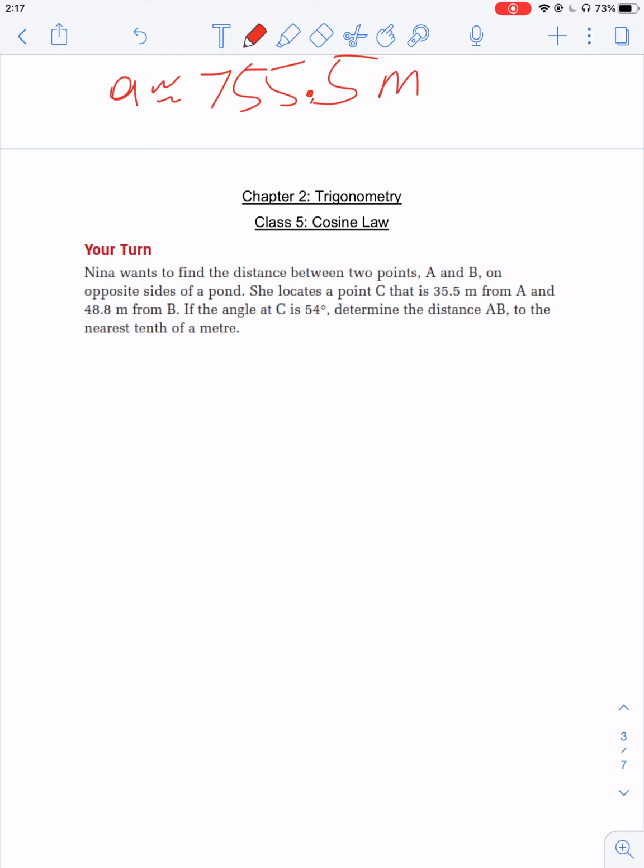Nina wants to find the distance between two points A and B on the opposite side of a pond. She's located at point C, which is 35.5 meters from A. So if this is C, let's just call this A. Let me just not make my triangle too big.